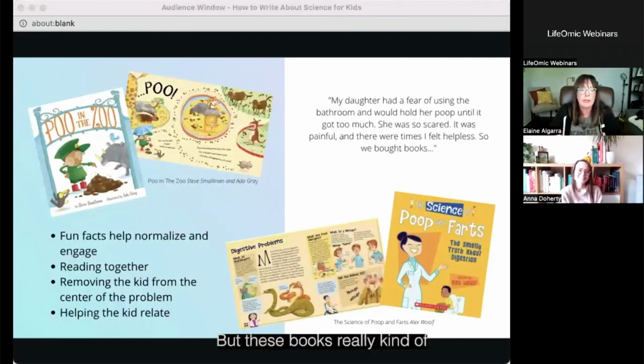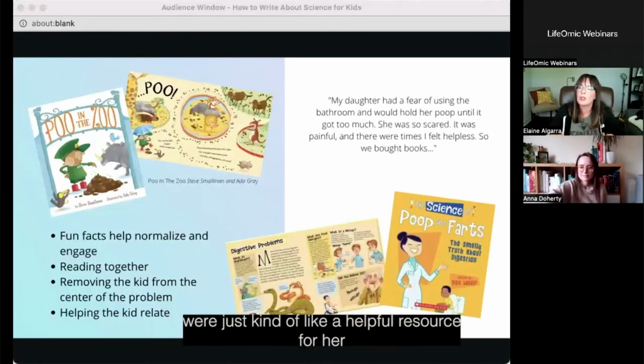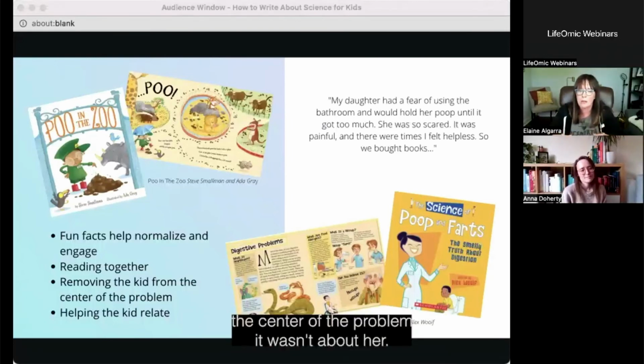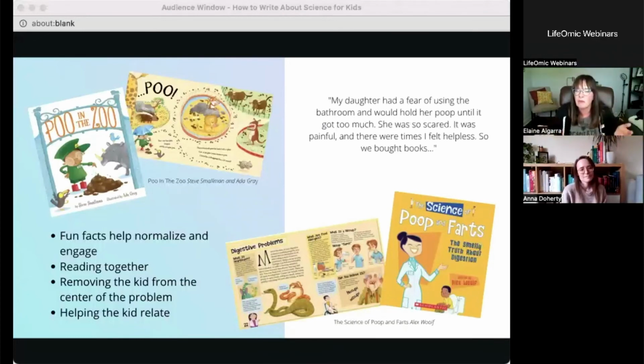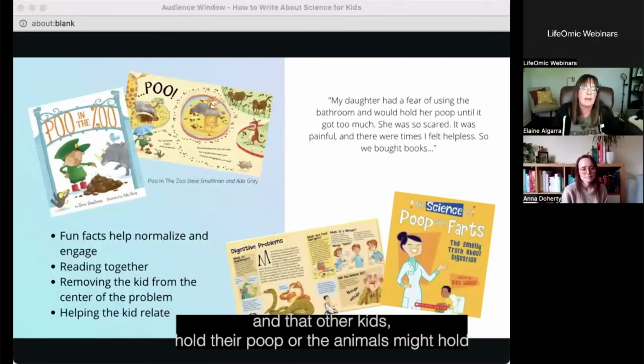But these books really helped me as a parent empathize with her. And I think especially for her, they were a helpful resource to look at, where she really wasn't the center of the problem. It wasn't about her. It was just about finding more things out about her body, and that other kids hold the poop, other animals might hold the poop.